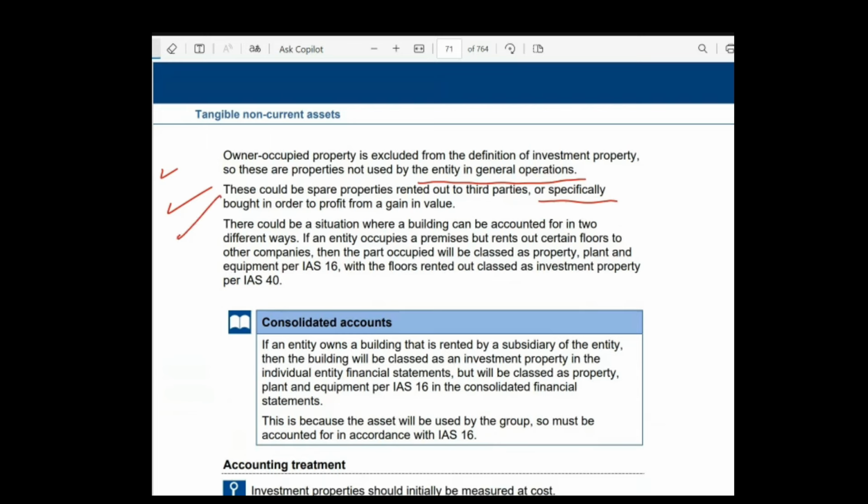This is because the asset will be used by the group, so it must be accounted for in accordance with IAS 16. Okay, now how the accounting treatment will happen. Investment property should initially be measured at cost. IAS 40 then gives a choice of subsequent measurement between the following: cost model or fair value model. At cost, whatever is their invested amount, or fair value according to the market value.